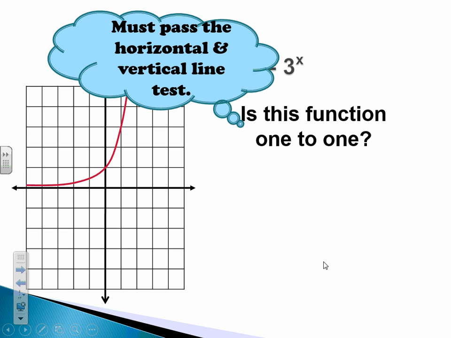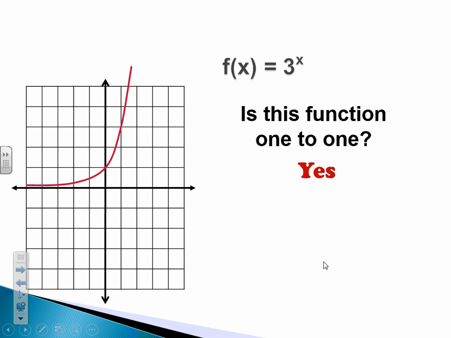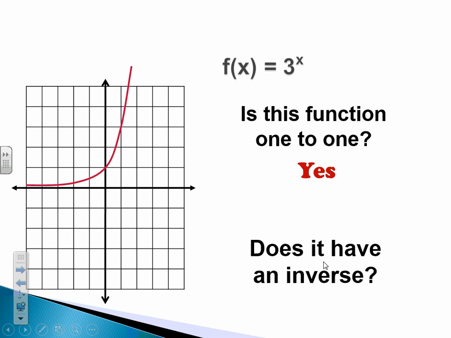The way that you could check your answer is by looking at the table. The table will show you that the y values are changing. Very good, Anthony. So does it have an inverse? Yes, it has an inverse because it is 1-to-1, and it passes the vertical and horizontal line test.